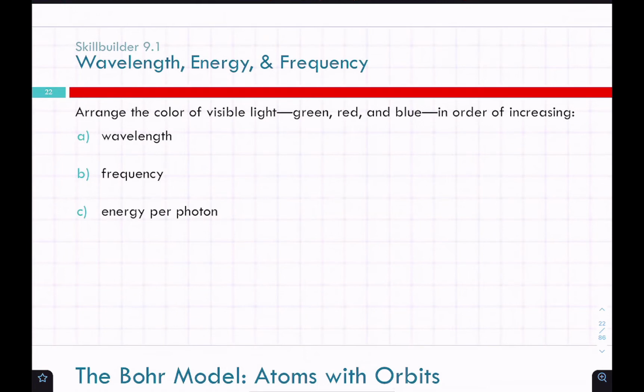Okay, so now we're going to take just visible colors and organize them in order of increasing wavelength, frequency, and energy per photon. If you remember Roy G.